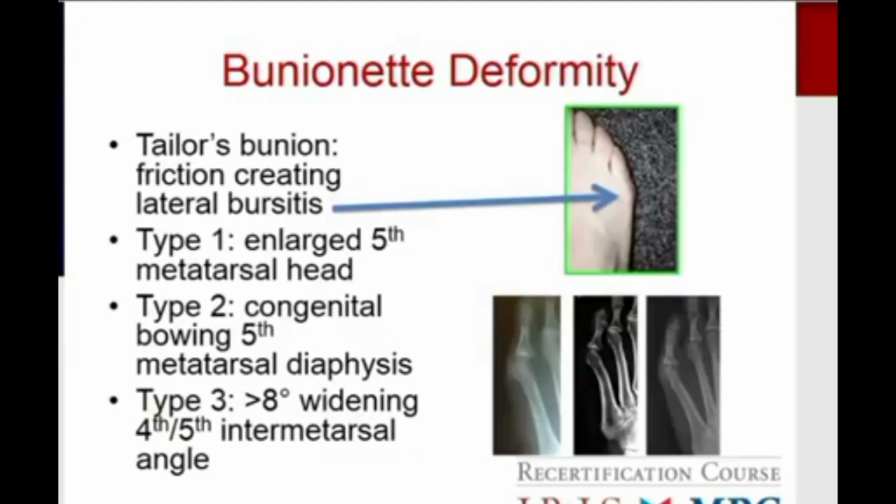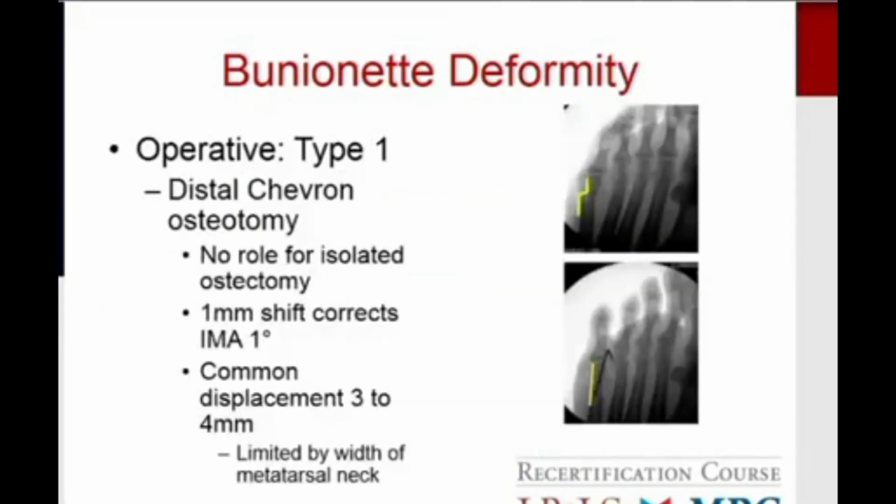There are three types of bunionette deformities as well. There is a type 1 deformity where there's simply an enlarged metatarsal head without much of a change in width between the fourth and fifth metatarsals. There is a type 2, which is a congenital bowing of the shaft itself, again creating more widening between the fourth and fifth metatarsal heads, and a type 3, which is more traditional, like the bunion deformities we talked about before, where there's a true widening between the fourth and fifth metatarsal shafts themselves.